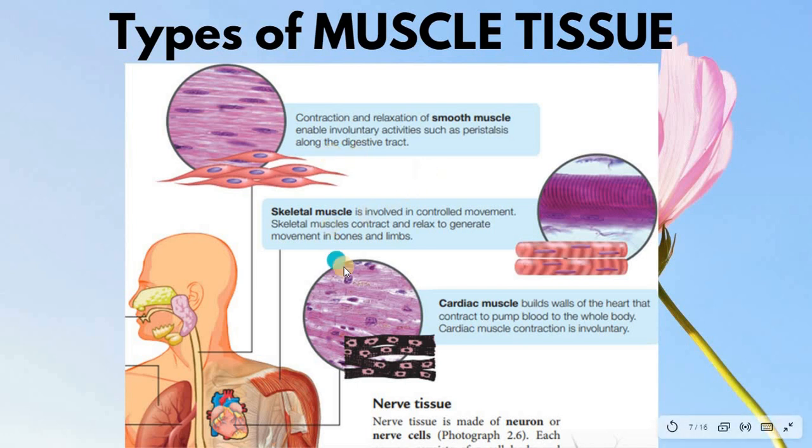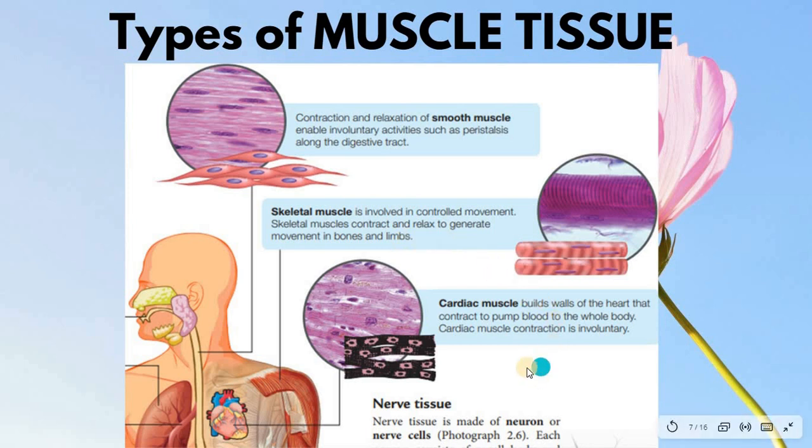Then the second one, skeletal muscle tissue. Skeletal muscle tissue is involved in controlled movement, in controlled activity. Skeletal muscle contracts and relaxes to generate movement in bones and limbs. This refers to the muscle tissue, the muscles in our body.